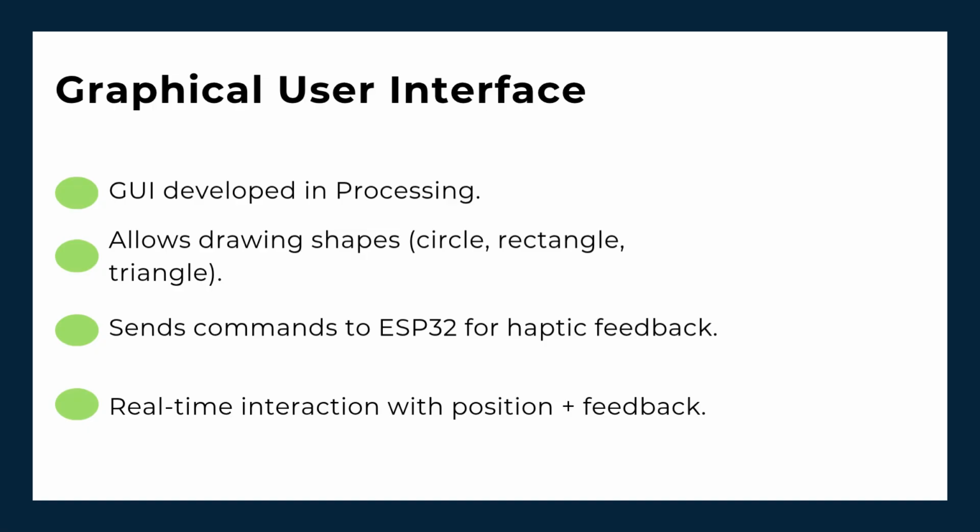So, what is the GUI? The GUI is a graphical user interface. This GUI was developed in Processing and allows drawing shapes like circle, triangle, and rectangle, so we can show blind people how these forms are and how to trace them. So, the GUI sends commands to the ESP32 for haptic feedback, and we can have real-time interaction with position plus the feedback.